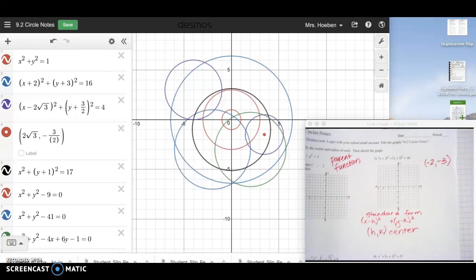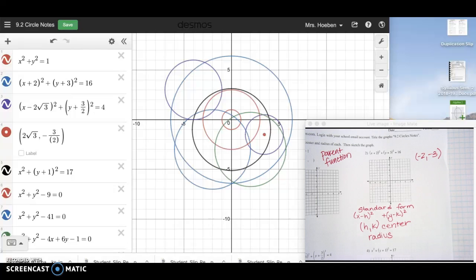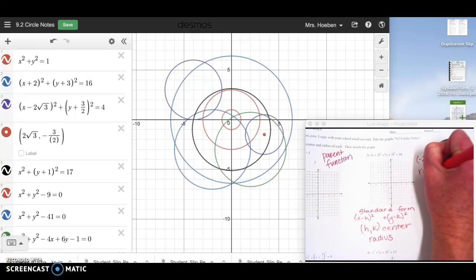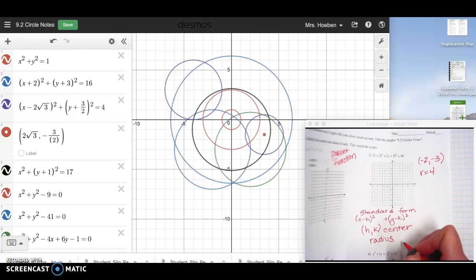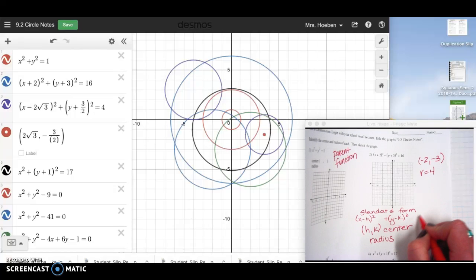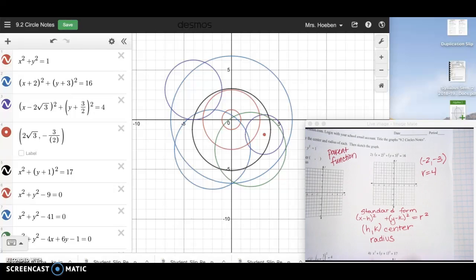The main other thing you need for a circle is its radius. Did you guys count the radius for number 2? Yeah, what'd you get? 4. You got a radius of 4. So where does the 4 come from in that equation? From the 16. What do you do with the 16? Don't divide it. You take the square root. So the radius is actually r squared. So whatever number is there, you square root it, and that gives you the radius.